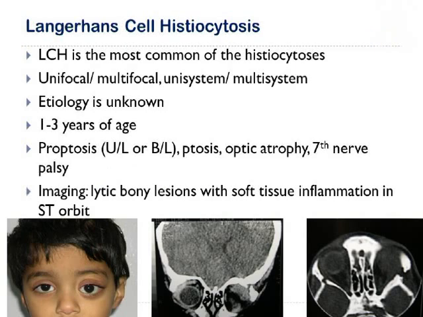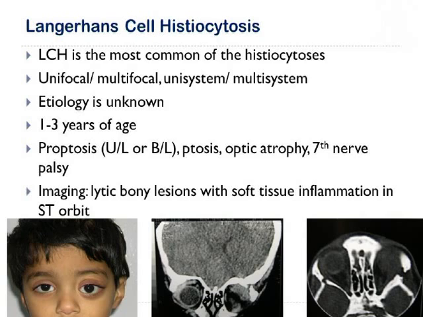Langerhans cell histiocytosis, this is the most common of the histiocytosis, and this can be unifocal or multifocal in the orbit itself. As in this child, you can see there is a proptosis. On imaging, you can see the lytic lesion with some soft tissue component. Generally, it is the lateral part of the orbit which is involved, the temporal bones. Here, the other side was also involved.